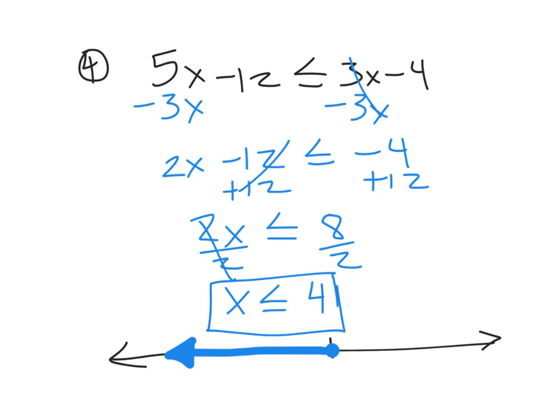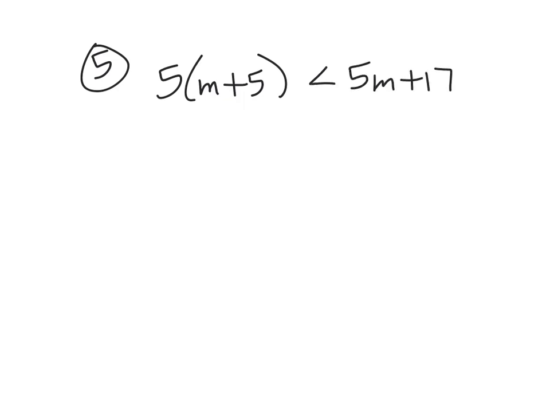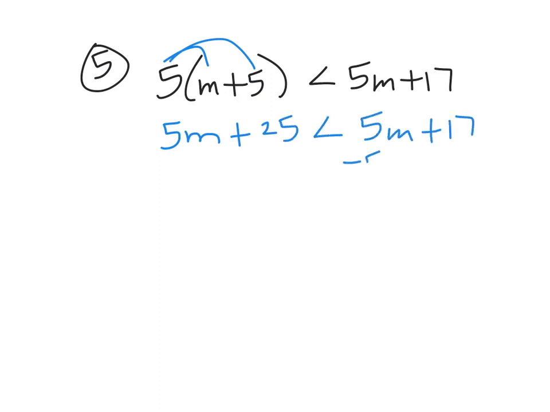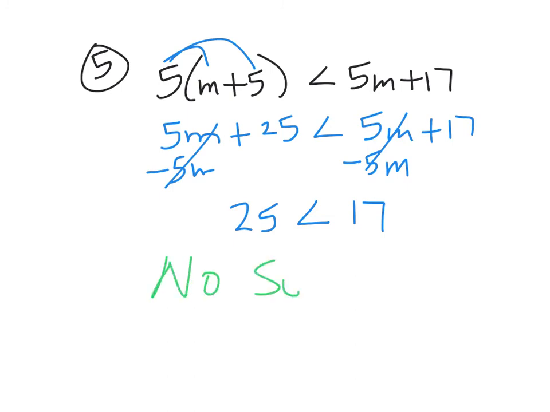Let's do guided practice number 5. We have 5 times m plus 5 less than 5m plus 17. So, you guessed it, we're distributing first. 5m plus 5 times 5 would be 25, less than 5m plus 17, so I'm going to subtract 5m. You see these cancel, I'm left with 25 is less than 17. Is 25 less than 17? Nope. So this one is no solution, because this does not work.